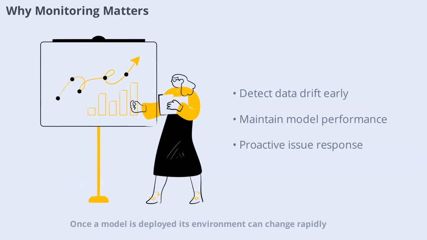Once a model is deployed, its environment can change rapidly. Data distributions may shift, user behaviors evolve, and external factors can impact predictions. Monitoring helps detect these changes early, preventing performance degradation. It's not just about catching errors, it's about ensuring your model continues to deliver value. By consistently tracking key metrics, you can maintain trust in your data science solutions and respond proactively to issues before they escalate. This proactive approach is essential for long-term success in any data-driven organization.